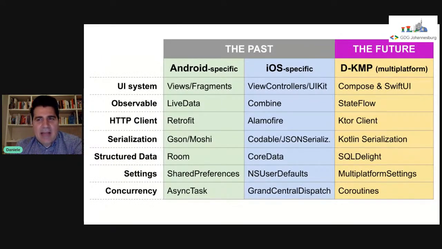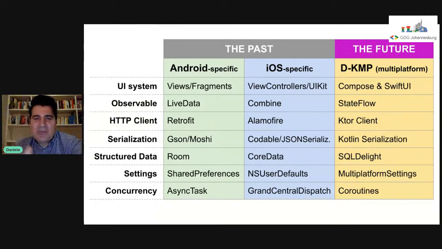And then this is the last slide of my talk. This is a summary of the libraries that you would use with the D-KMP architecture. Obviously, in multi-platform you would not be able to use platform-specific libraries anymore, even if it's not totally true, because some multi-platform libraries actually do use platform-specific libraries, but they just wrap them. For example, multi-platform settings is a multi-platform library for dealing with local settings, and what it's doing is just wrapping in each platform the native library that is doing that.